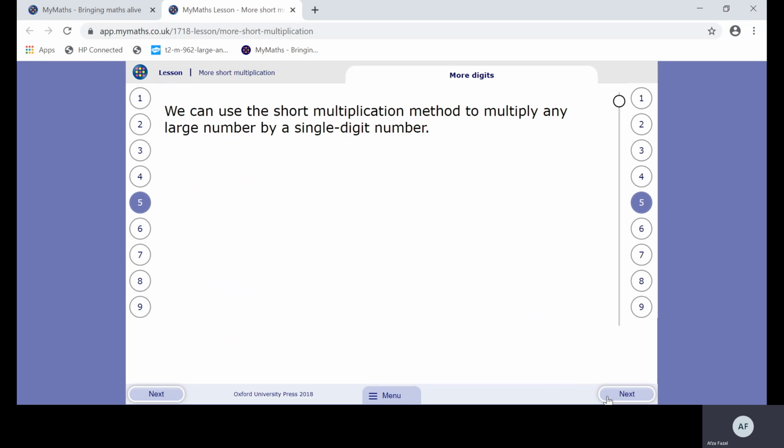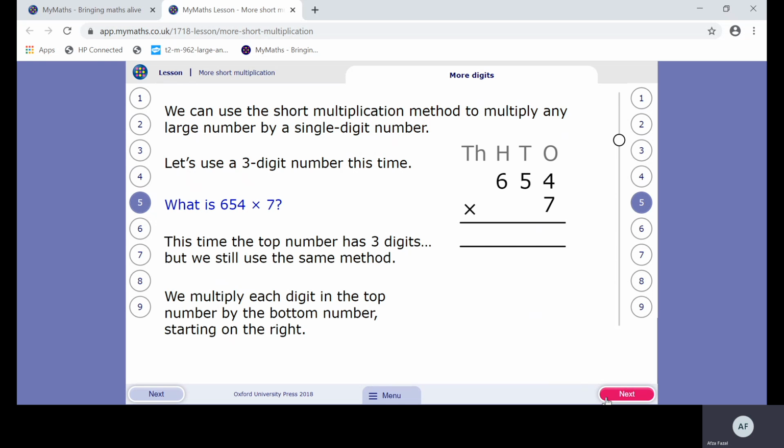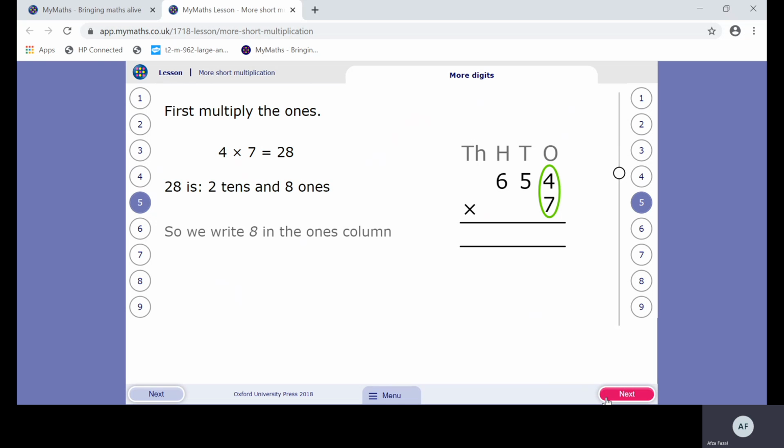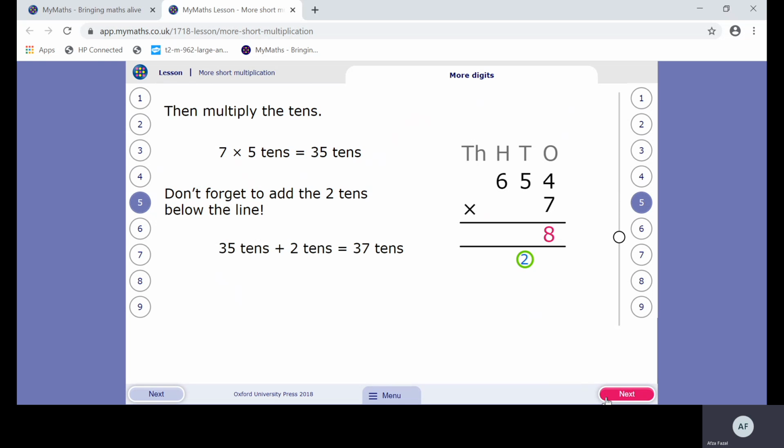We can use the short multiplication method to multiply any large number by a single digit. Let's use a 3-digit number this time. So 654 times 7. We multiply each digit in the top number by the bottom number starting on the right. First multiply the ones. 4 times 7 is 28. 28 is 2 tens and 8 ones. So write 8 in the ones column and 2 in the tens column under the line. Then multiply the tens. 7 times 5 tens equals 35 tens. Don't forget to add the 2 tens below the line. 35 tens plus 2 tens is 37 tens.